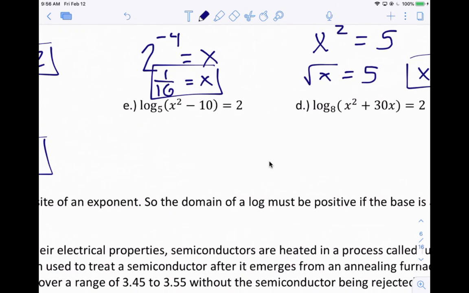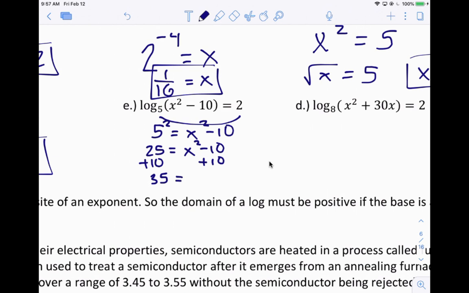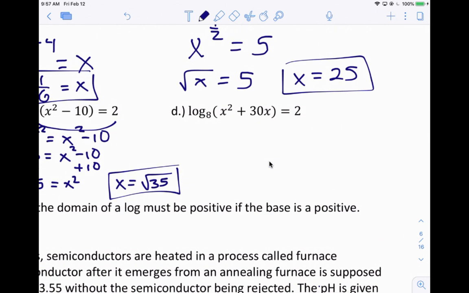Going over here, kind of the same idea. How do we undo the log here? Let's undo it. 5 to the 2nd is equal to x squared minus 10. 25 is equal to x squared minus 10. Just kind of clean that up a little bit. Just undoing the log, that's the only new step. We know where to go from here. It's a quadratic, but it's not a quadratic with a single x term, so I can just start solving to one side. That would be 35. And so we get that x is equal to the square root of 35. Beautiful.